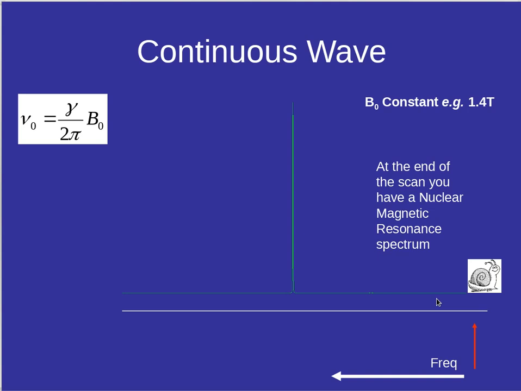Things change. We still get the same spectra with modern instruments, but spectra are acquired in a slightly different manner. Spectra are still always plotted with high frequency on the left, low frequency on the right. It's convention, but things are done slightly differently. So I've put a snail here just to illustrate. It's quite a slow process. You scan, and the slower you scan, the more precise you can sometimes get your spectra.